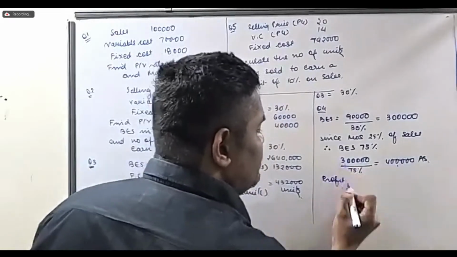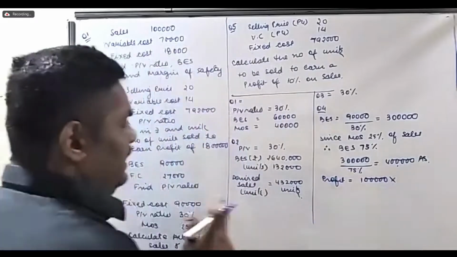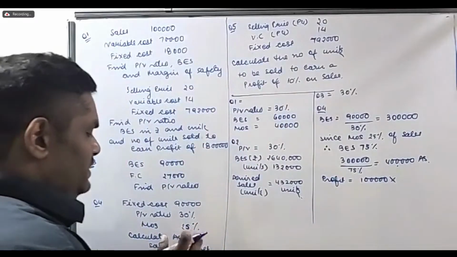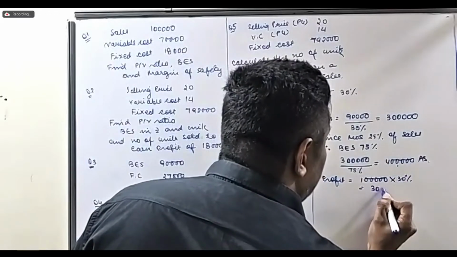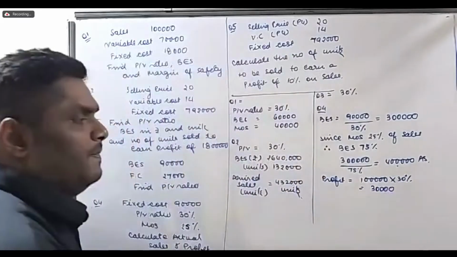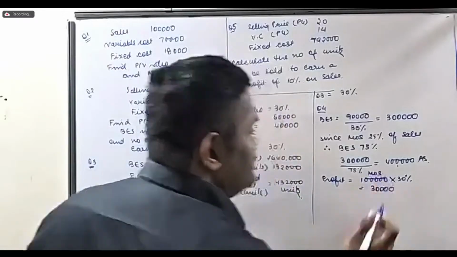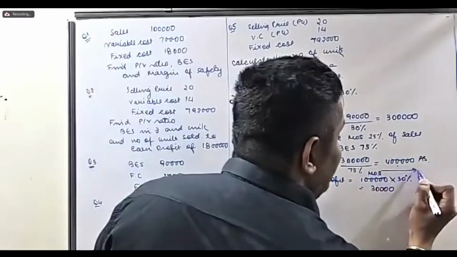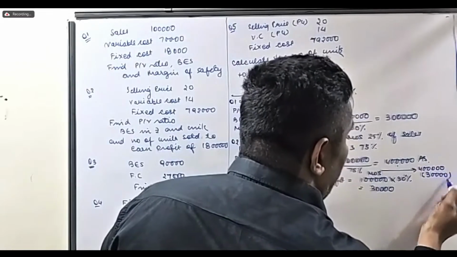So actual sales minus break-even sales is margin of safety sales, 1 lakh, into my PV ratio, that is 30%. So therefore profit will be 30,000. How come 1 lakh? This is what my margin of safety sales. How come it is derived? 4 lakh minus 3 lakh.